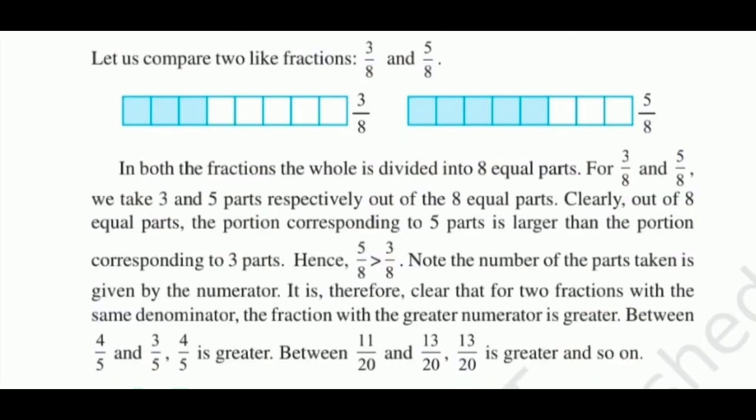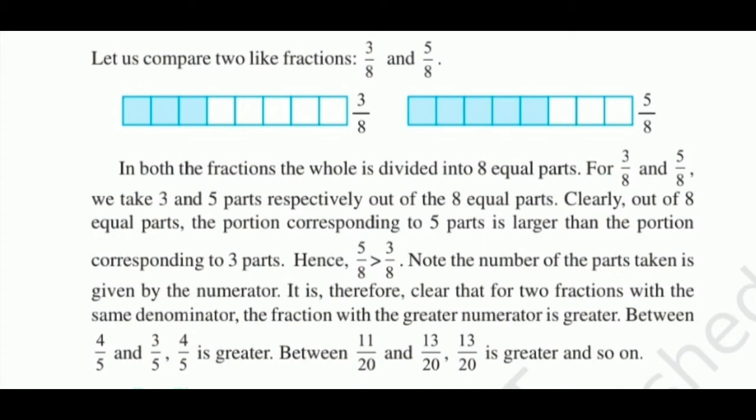Let us compare two like fractions, 3 by 8 and 5 by 8. In the figure, in both fractions, the whole is divided into 8 equal parts. For 3 by 8 and 5 by 8, we take 3 and 5 parts respectively out of the 8 equal parts. Clearly, the portion corresponding to 5 parts is larger than the portion corresponding to 3 parts. Hence, 5 by 8 is greater than 3 by 8.